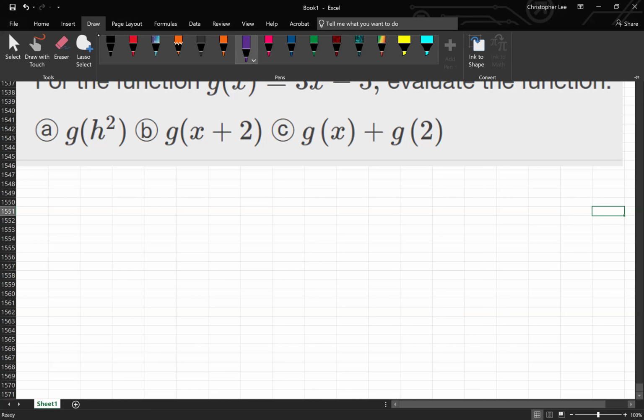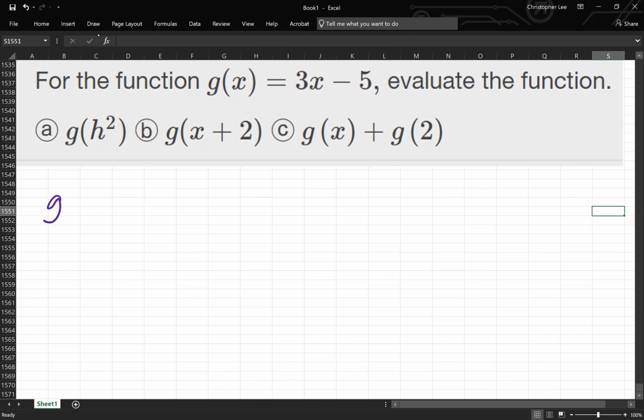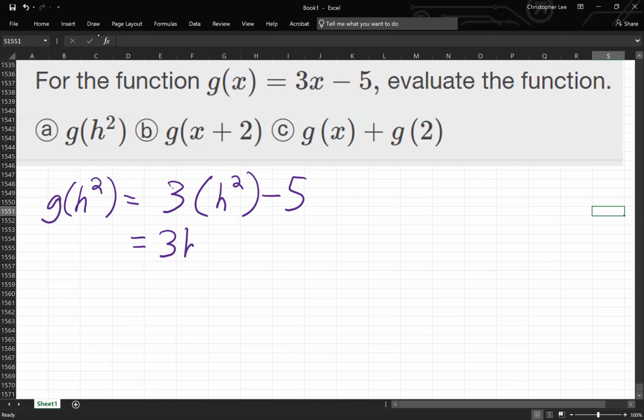So I'll keep the purple, right? The first question asks me, what is g of h squared? Literally, I'm going to take h squared and plug it into the equation. So this is going to become what? 3 times h squared minus 5. That's it. Drop the parentheses, this becomes 3h squared minus 5.